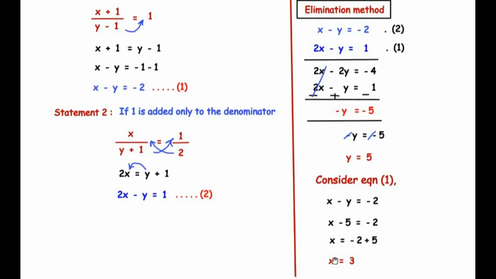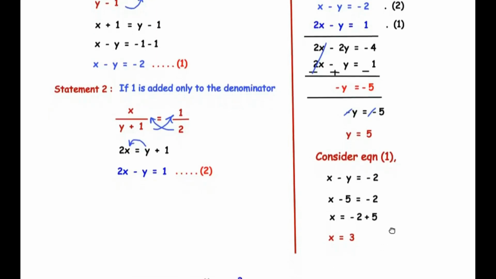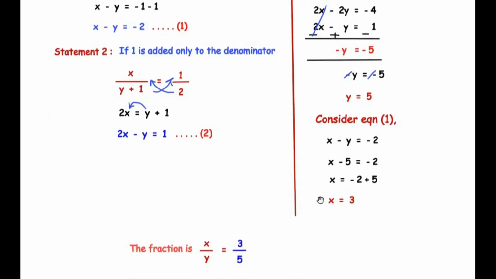So now we have the value of x as 3 and the value of y as 5. So we get the fraction here as x over y, which is 3 over 5. So this is going to be our answer. Now let us move on to the next question.